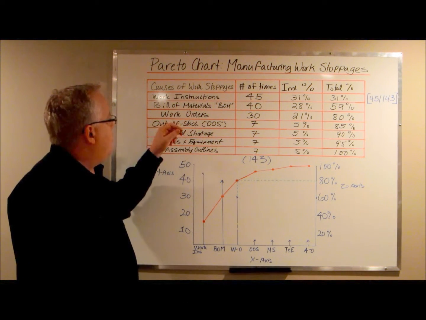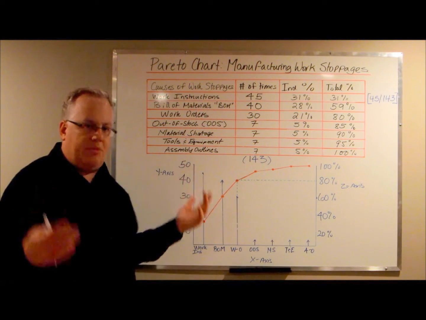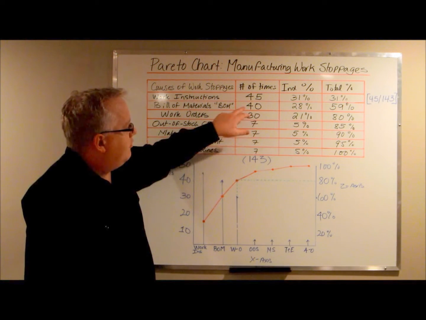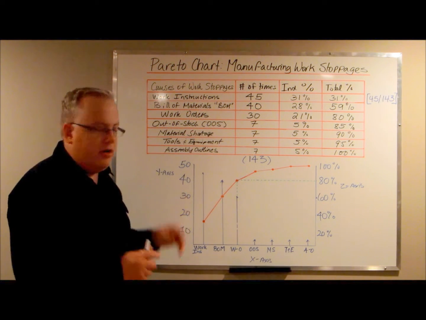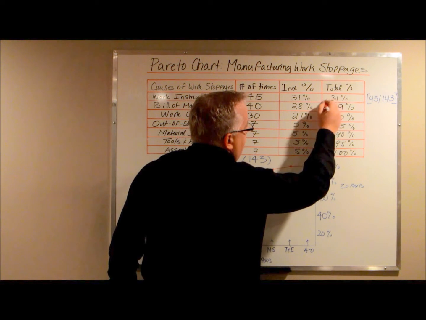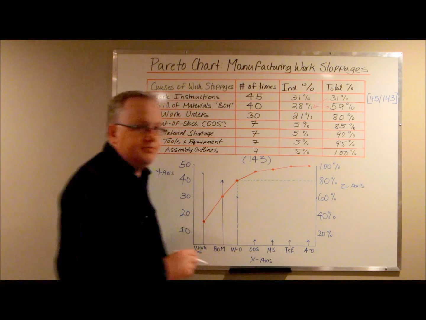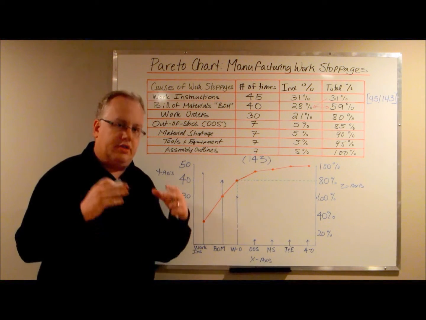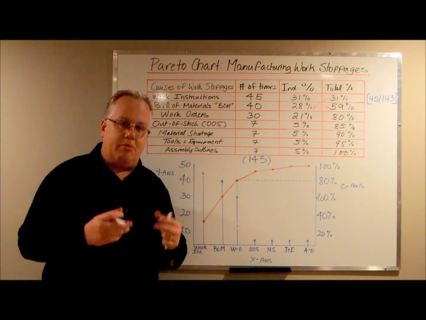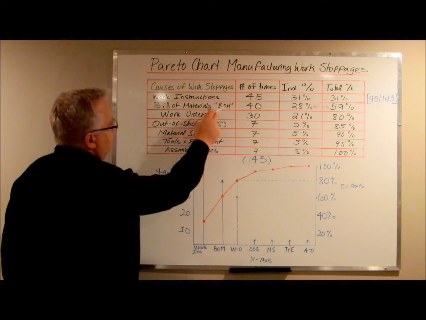The next biggest cause of downtime is bill of materials. 40 times during the week, work stoppages occurred. That is 28% of an individual percentage, because it's 40 divided by 143. However, the total percentage is 31% plus 28% equals 59%. Okay, so we're getting closer to that Pareto principle of 80% of the outcome is caused by the top 20% of variables.